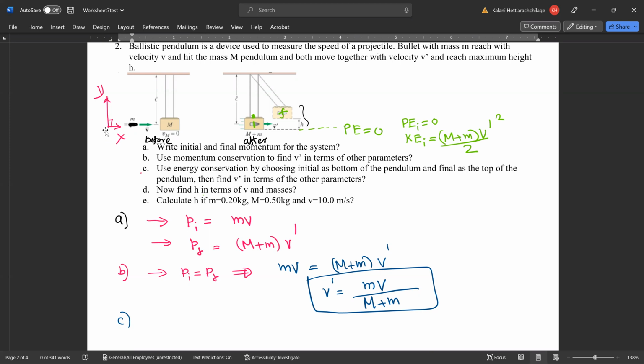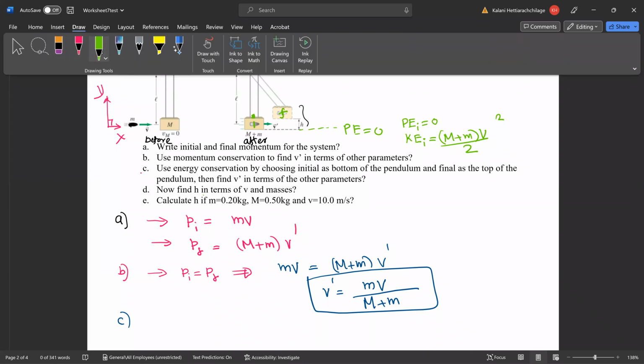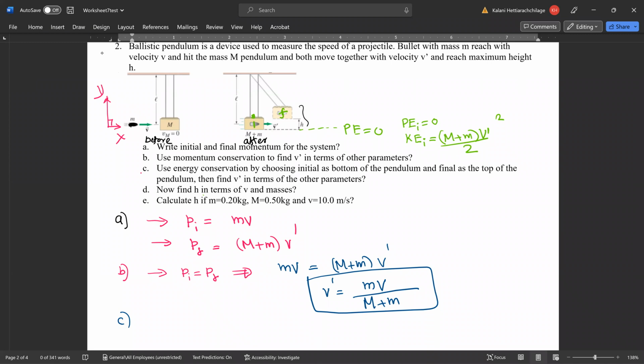Okay, so now we write V prime a little lower, not to confuse, it's not power 12, it's V prime to the power 2. And then we're going to write it for the final place. The final potential energy, according to potential energy zero, will be M plus M, both masses together, and g and h. At the top point, kinetic energy final is going to be 0. At this place, that's the maximum height it will reach.